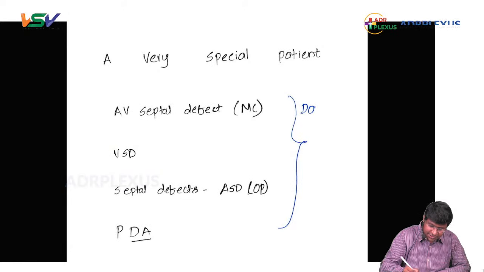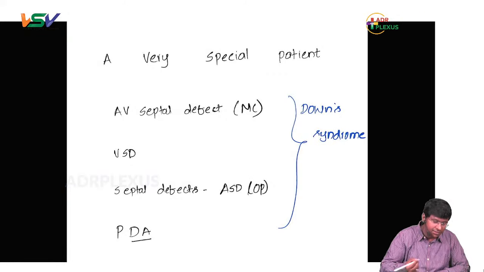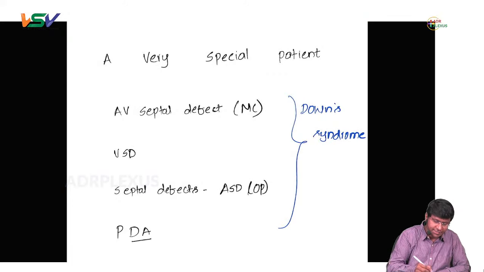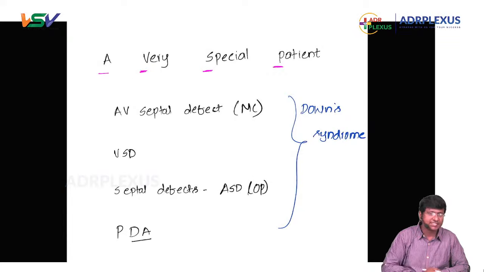Okay, so these are all the congenital heart diseases in patients with Down syndrome. Down syndrome is always a very special patient. What makes it a very special patient? It is a mnemonic. A stands for atrioventricular septal defect.